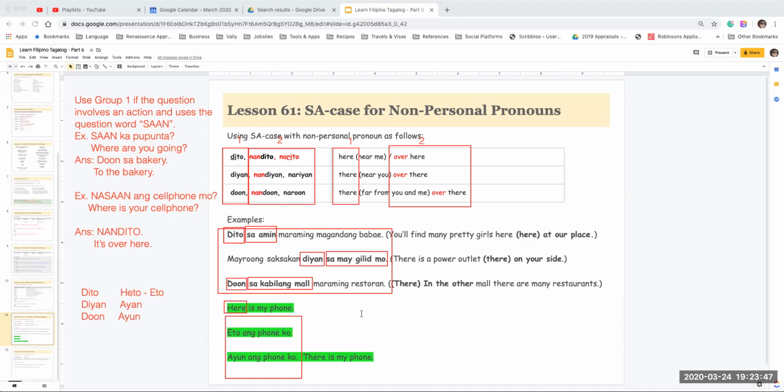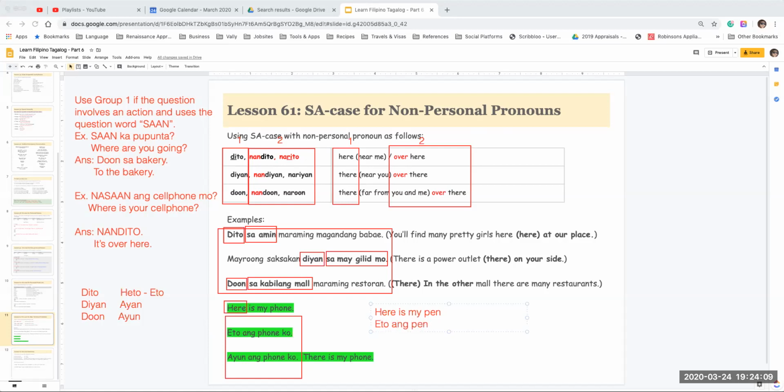For example, what if you want to say here is my pen? Okay, can you say that in Tagalog using the pen? Just use the here as Tagalog. Just translate here as Tagalog. Ito ang pen.